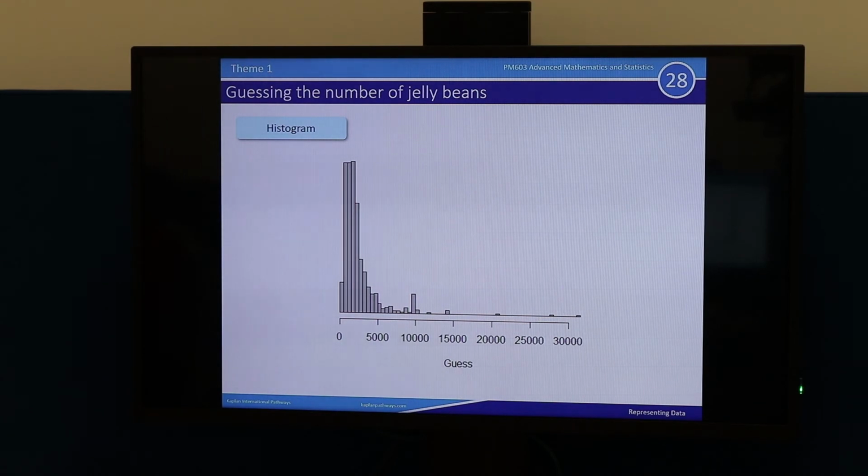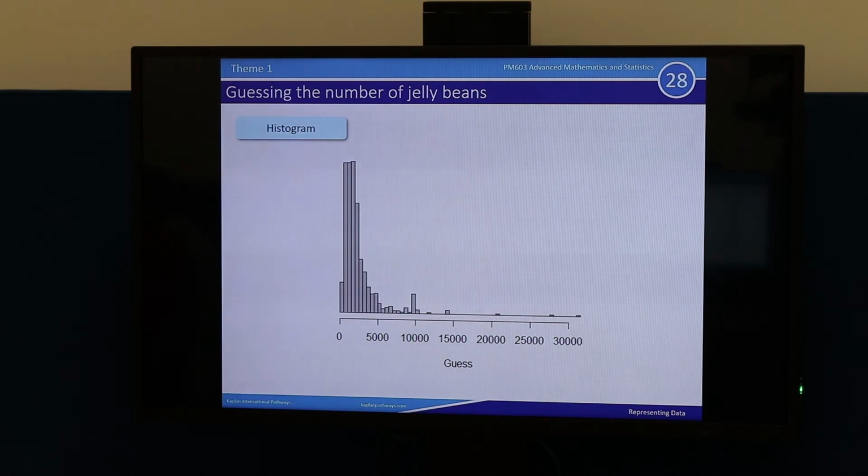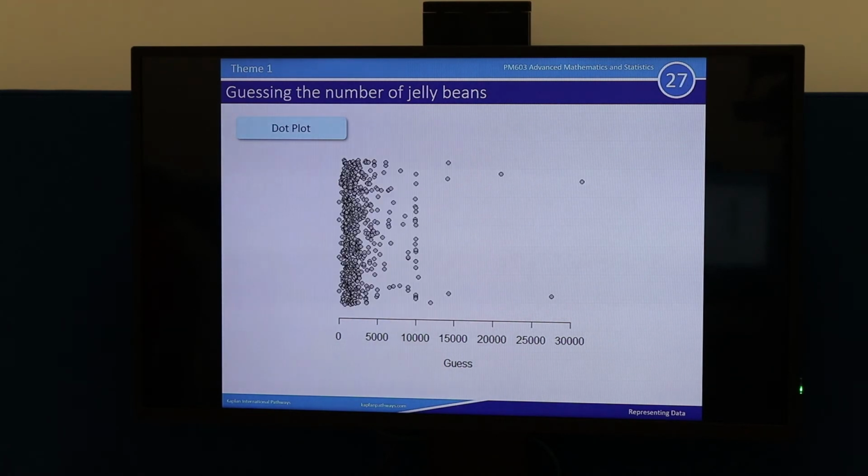So you can see along the bottom there, I've still got the guess ranging from 0 to 30,000. In fact, it's a little bit further than 30,000. And then the height of each bar corresponds to the guess. So are you still happy that the majority of guesses occur between 0 and 3,000? Yeah? Why is this plot slightly better than the previous plot? So this is the previous plot, my dot plot here. Why is this plot, do you think, slightly better than that one?